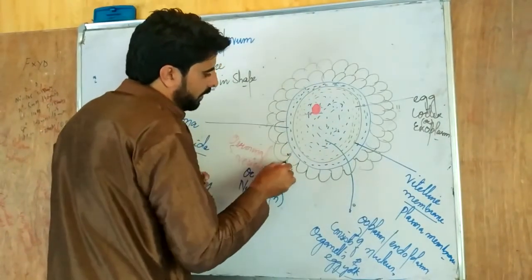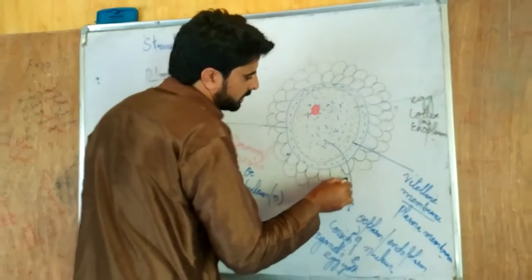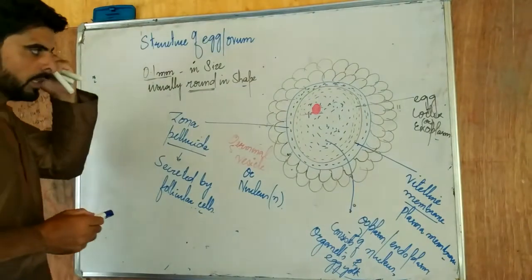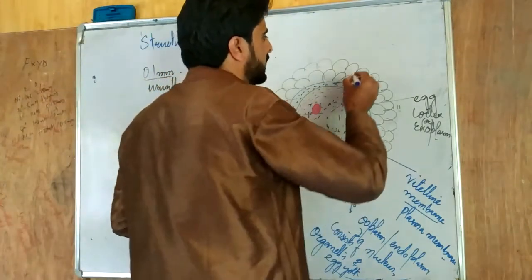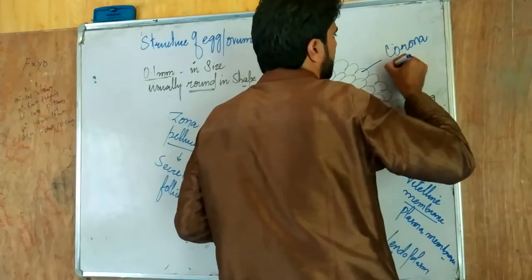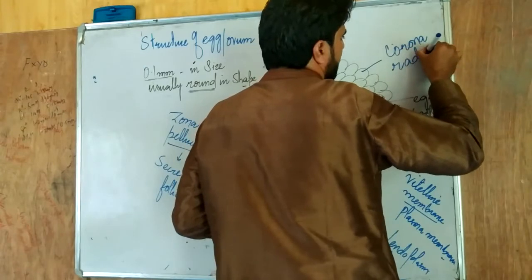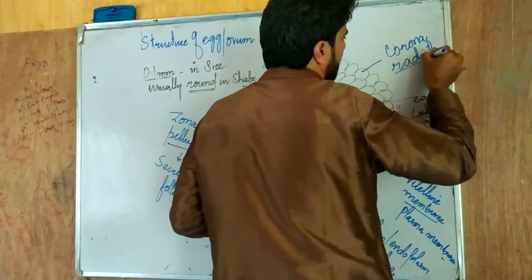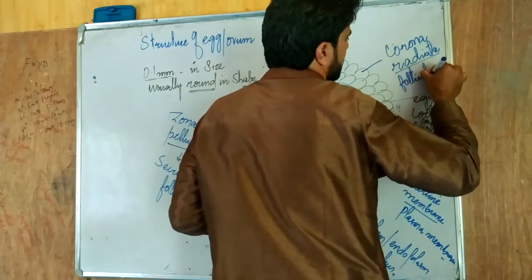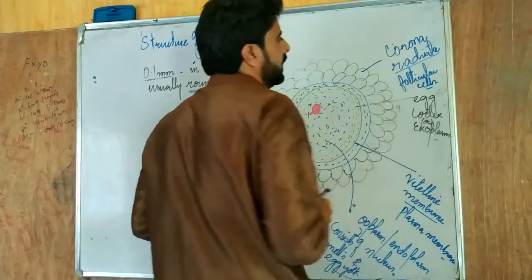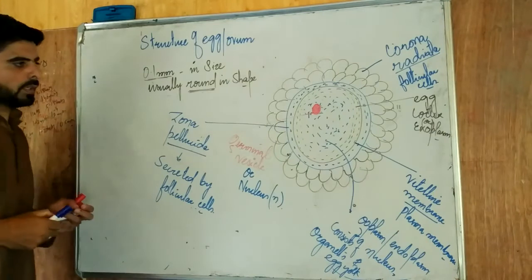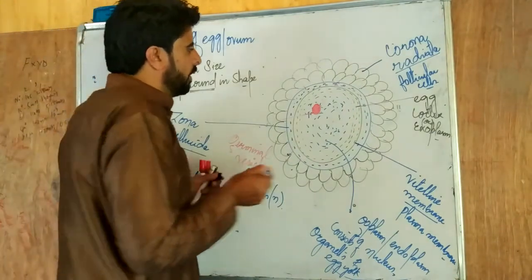And this type of layer, these types of cells, are known as corona radiata. The cells surrounding it, located externally, we call corona radiata. This corona radiata is also made by the follicular cells. Follicular cells are also making the corona radiata. So this is the actual structure of the egg.